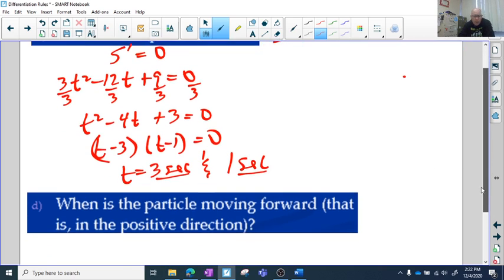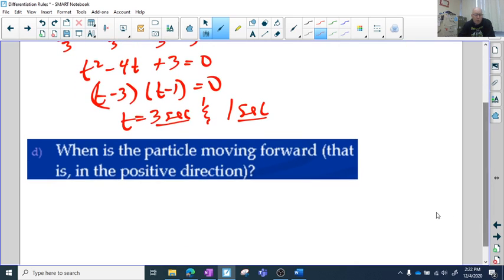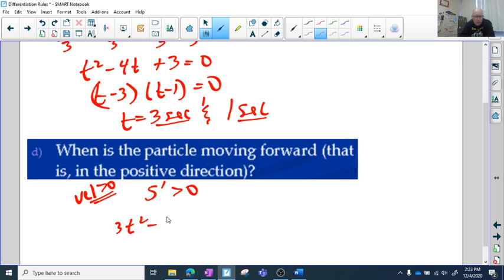There it is. All right, now it says, when is the particle moving forward? That means in a positive direction. In a positive direction would mean that the derivative, the velocity, right? So this is saying, when is the velocity positive? S prime greater than 0. Well, we just did S prime up here. So S prime is 3t squared minus 12t plus 9, and I want to figure out where that's greater than 0.